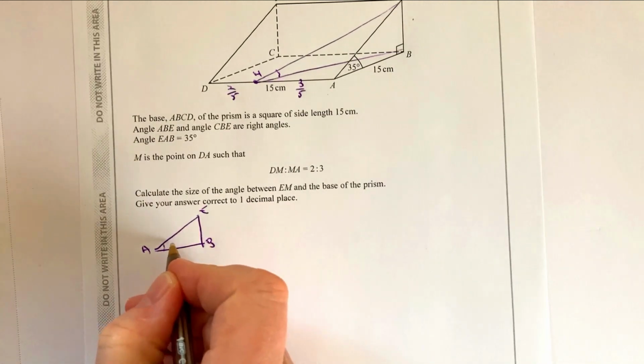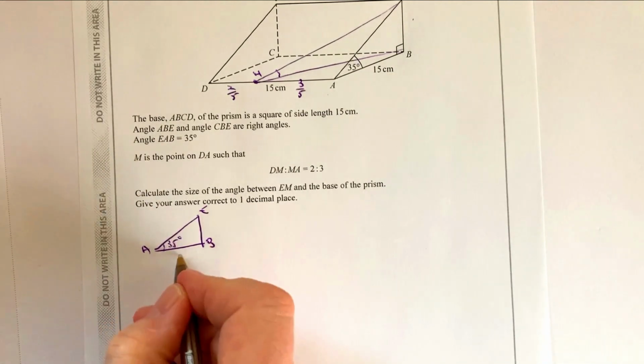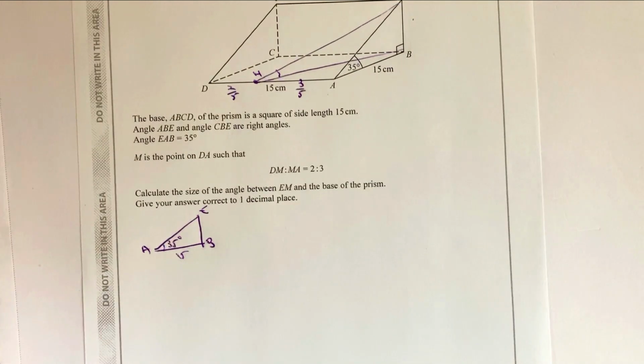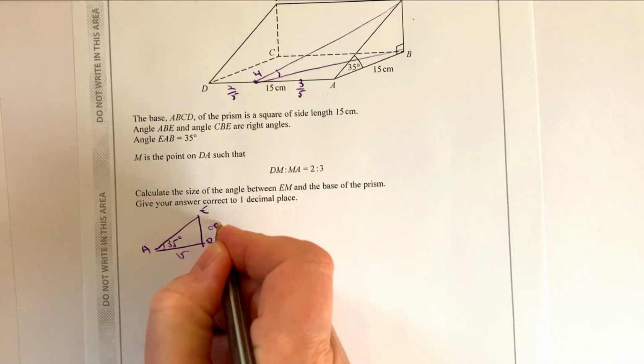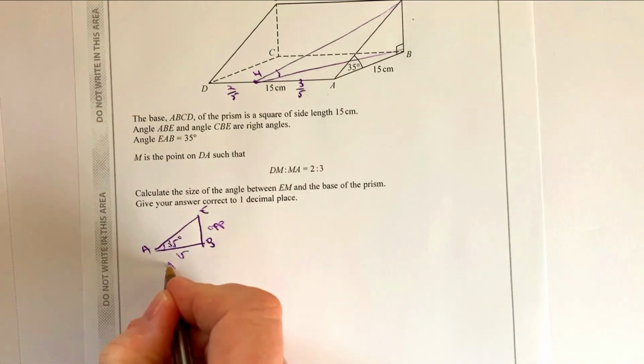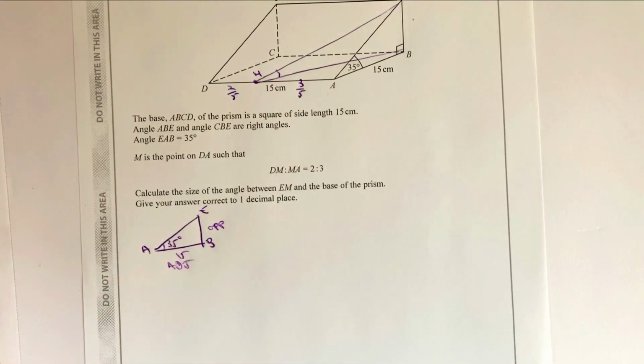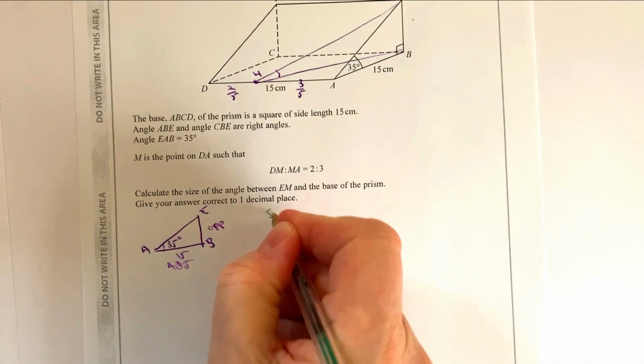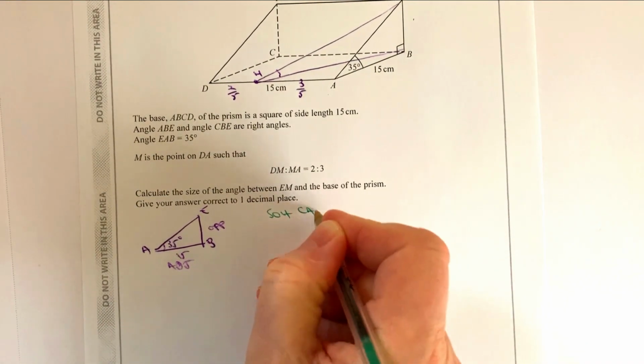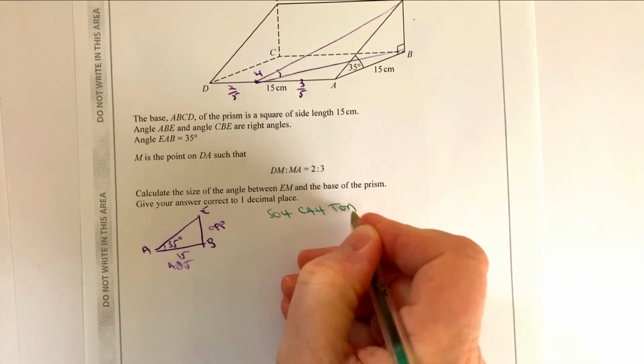Now I know that this is 35 degrees and I know this is 15 centimeters. Okay, so EB is opposite and AB is the adjacent. Okay, so if I put that into the SOHCAHTOA relationship. I'm sorry, I've had to change pens there. I just noticed that my pen was running out.